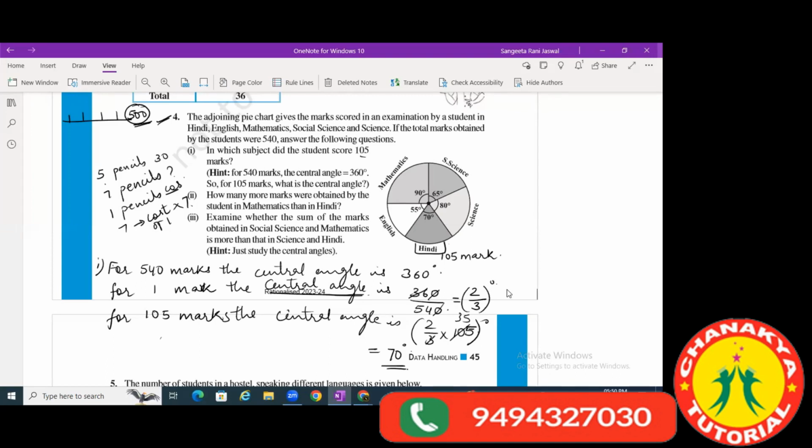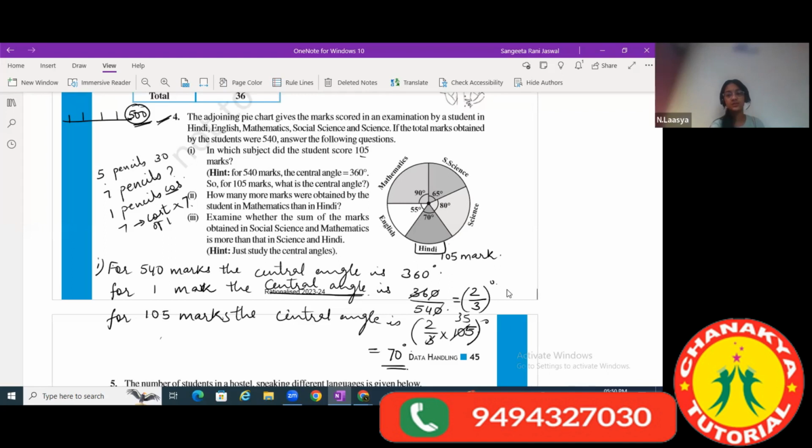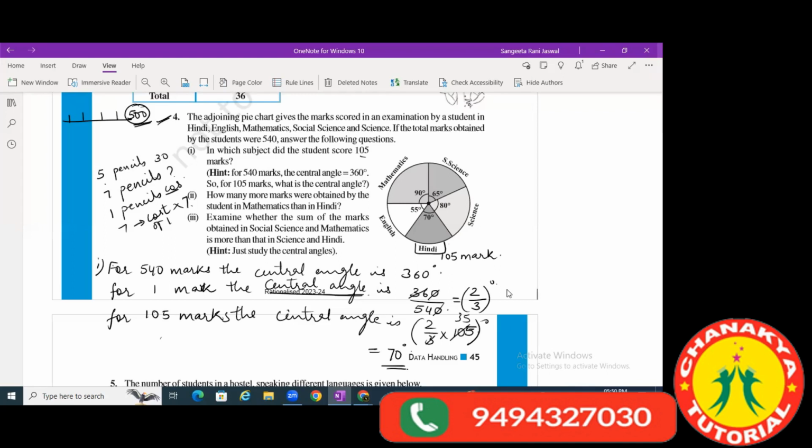Now for 105 marks, the central angle will be, I will just multiply this central angle for 1 mark, multiplied by 105. So when I multiply, I cancel it, reduce it to the lowest form, I get 70 degrees. So this is it.